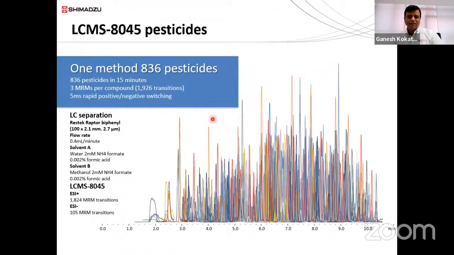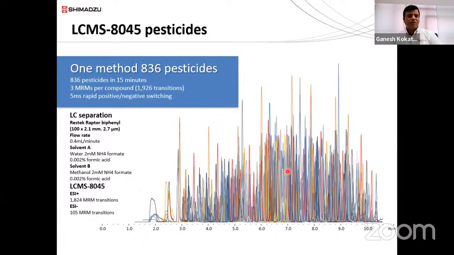One of the applications we covered on the model 8045: we covered almost 836 pesticides in a hardly 11-minute run. Okay, so this is the important criterion. Within 11 or 12 minutes, I'm able to identify more than 800 pesticides.